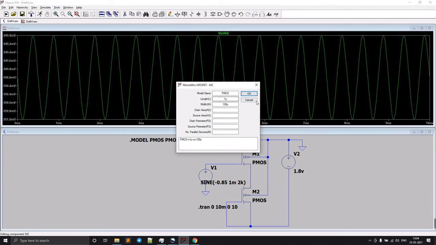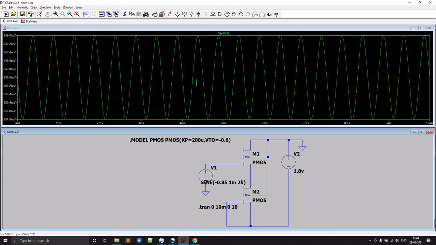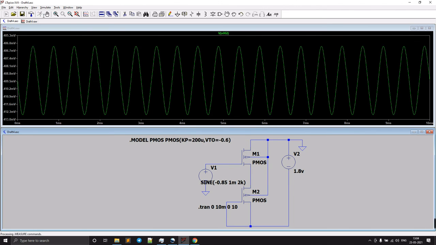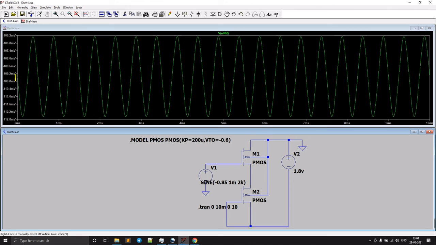These two values, this 1 and 100u, and this 1 and 100u, we can change and see. Instead of 100, let's make this 10 and check it. So now also the gain is almost 6 to 9. That means now it got a gain of 3. That means it's a very low gain. I think you understood how this is used as a diode connected.